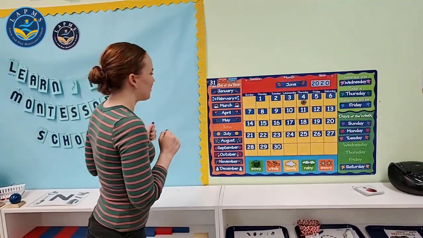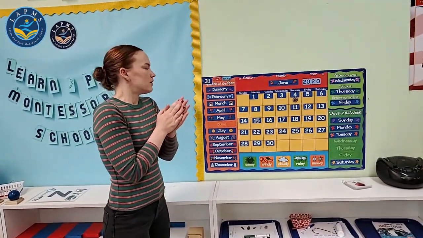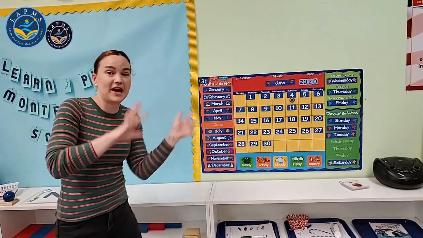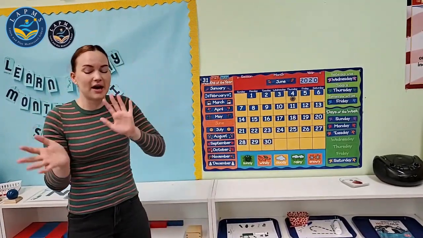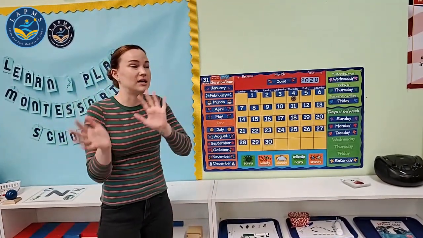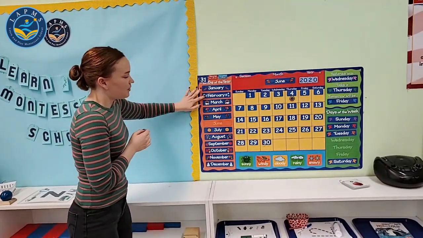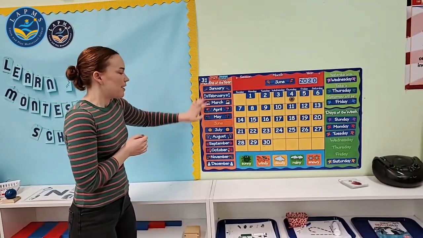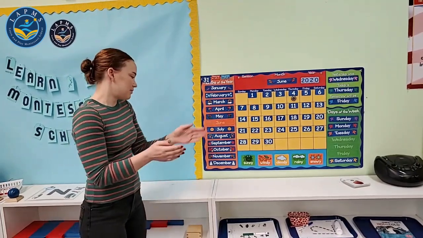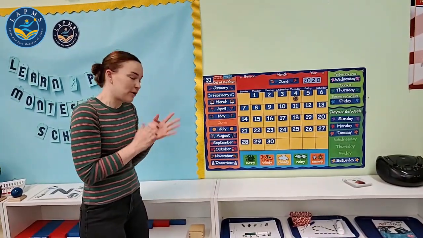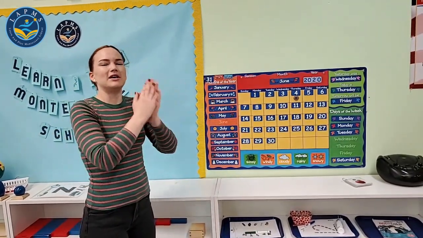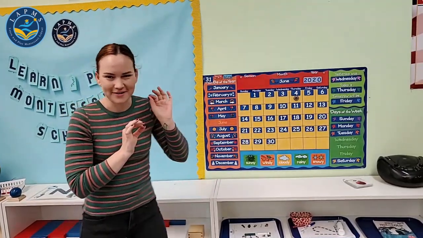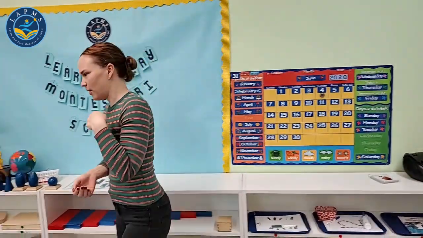Let's do our month song. See if we can do that one fast too, okay? There are 12 months in a year. January, February, March and April, May, June, July and August, September, October, November and December. These are the months of the year. Fill them with joy and with cheer. Super, super, super. Let's go do some language.